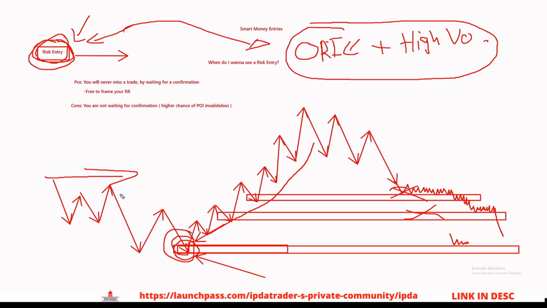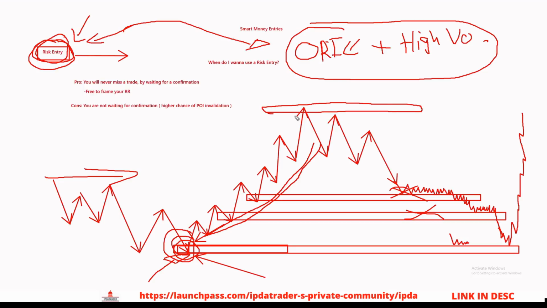We've broken structure to the upside. We've been clearing internal liquidity. I think that price is seeking that external point, and that once we do that, we will have a probability of targeting. Maybe you have equal highs over here. Maybe you have Asian highs over here, right?